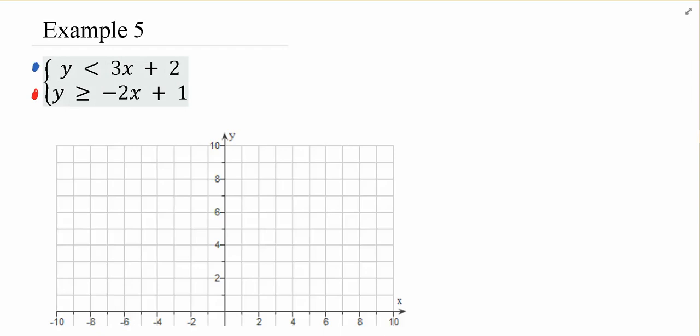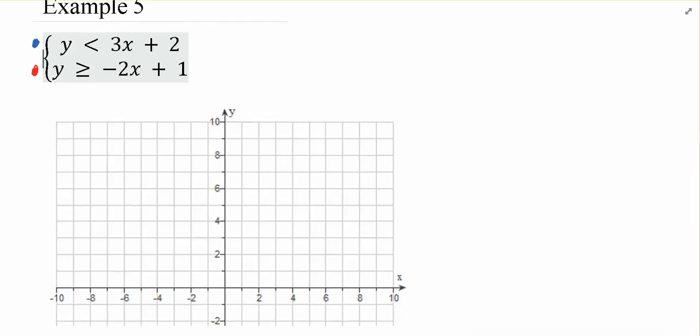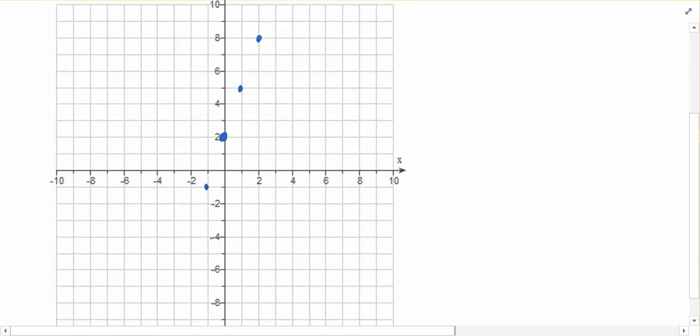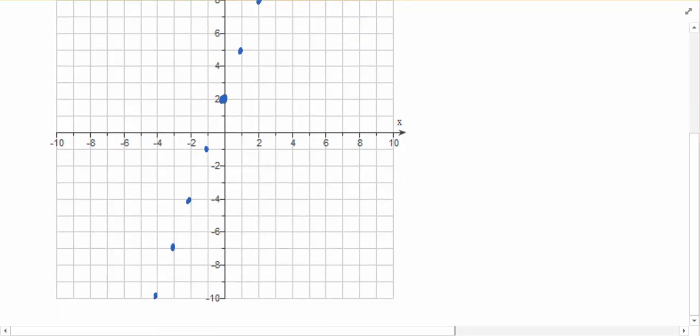So I'm going back to my blue line. If I graph this as a line, ignoring the fact that it says less than, then I have a y-intercept of 2 and a slope of 3. That slope of 3 says to go up 3 over 1, up 3 over 1, or to go down 3 left 1, down 3 left 1. Oops, 1, 2, 3, there we go. And down 3 left 1 again, and maybe one more time.